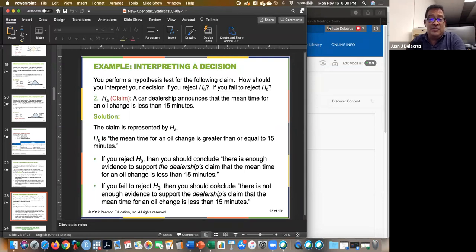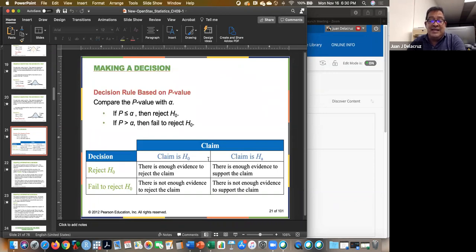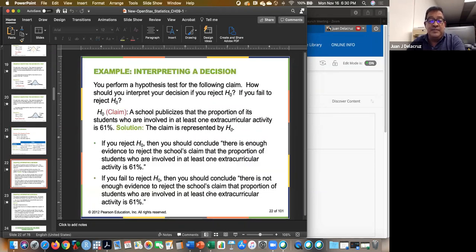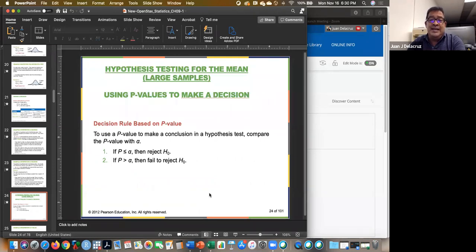So we can use this as a basis to make a determination, right? So once again, hypothesis testing for the mean, large samples. We are going to use the p-values to make a decision. This is one way to make a decision. We have a second way that we are going to analyze in a few more minutes. But the first approach is that I'm going to use my data and find the area under the curve. And if the area under the curve is less than or equal to the level of significance, we are going to reject H naught. Otherwise, we are going to fail to reject.